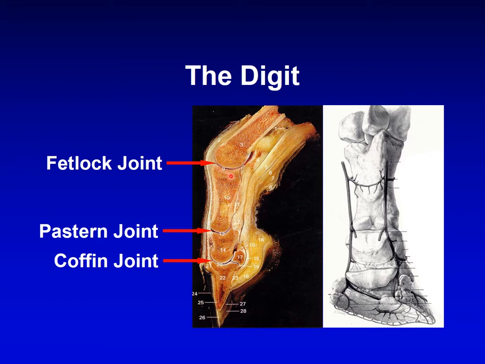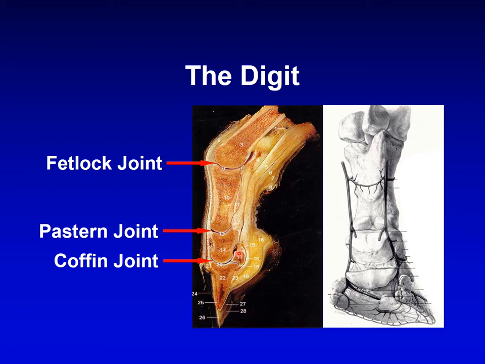The second joint in the digit is the pastern joint, which is an articulation between P1 and P2, the long and the short pastern bones. The third joint in the digit is called the coffin joint. The coffin joint is an articulation between the second phalanx and the third phalanx, which is the coffin bone, or P3, as well as the distal navicular bone, which is the distal sesamoid bone or the navicular bone.